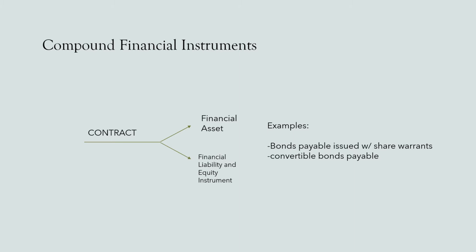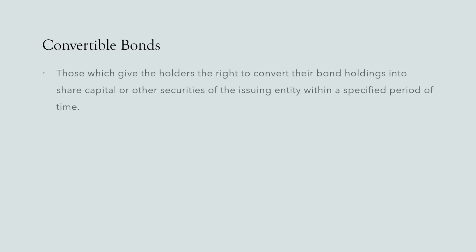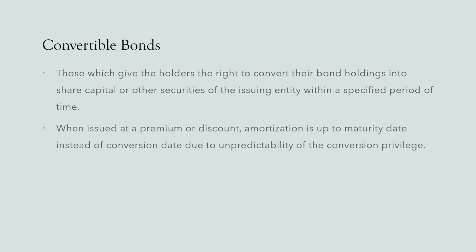We go to another example of compound financial instrument, which is convertible bonds. Those which give the holders the right to convert their bond holdings into share capital or other securities of the issuing entity within a specified period of time. This is an example of yung kanina na sinabi na sa halip na magbayad ka ng utang, iko-convert mo na lang siya to equity. Next, when issued at a premium or discount, amortization is up to maturity date instead of conversion date due to unpredictability of the conversion privilege. Hindi mo kasi alam if i-exercise niya ba o hindi yung conversion privilege.